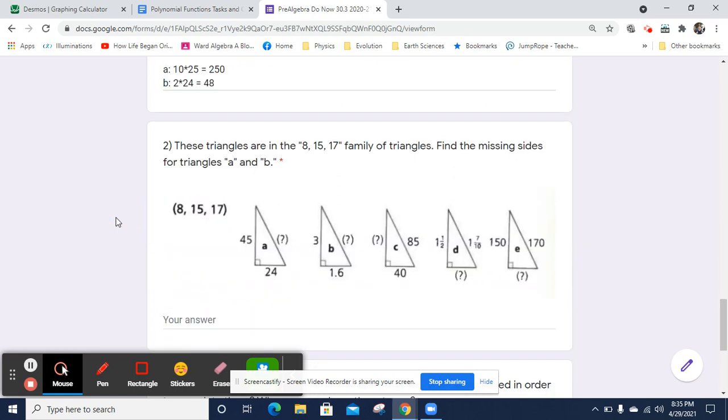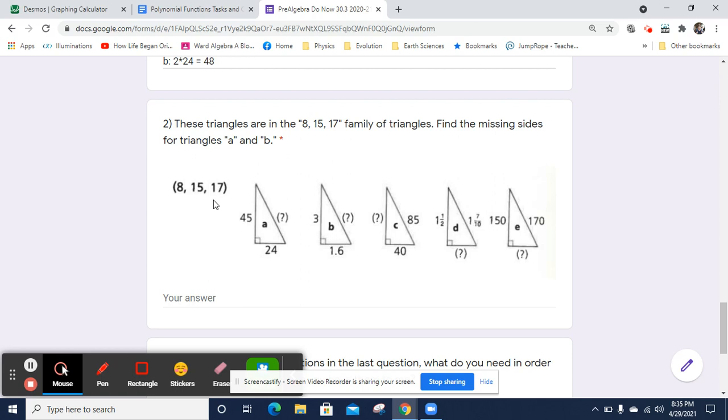Here we're going to be dealing with an 8, 15, 17 triangle. All right, so let's look at here. We're just looking at A and B. 24 is 3 times 8. 45 is 3 times 15. So this one needs to be 3 times 17, and 3 times 17 is 51. So 3 times 17 equals 51.